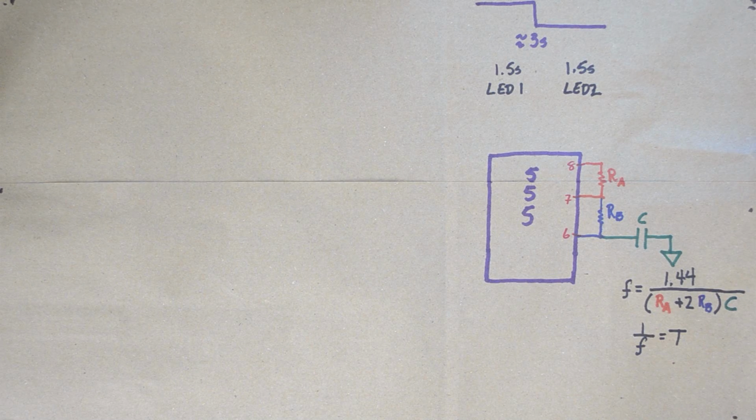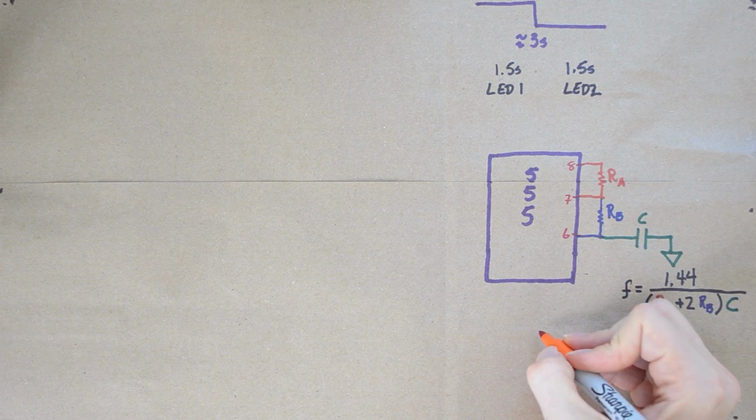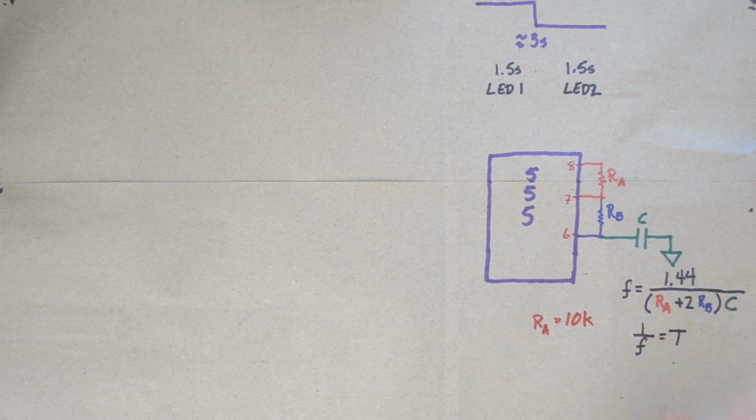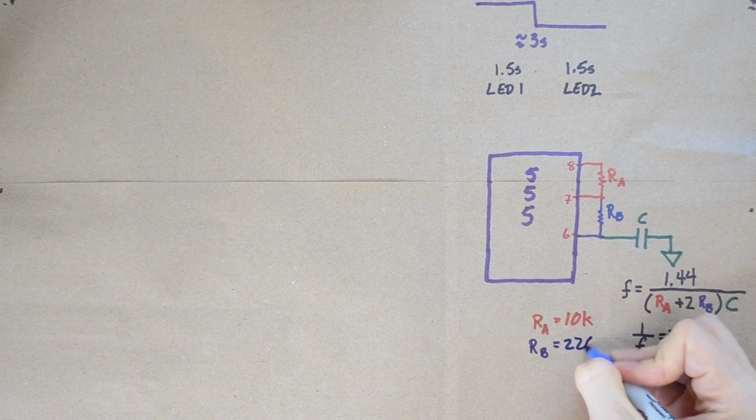So I went through my bag of components. I found an RA of 10K. I found an RB of 220K.